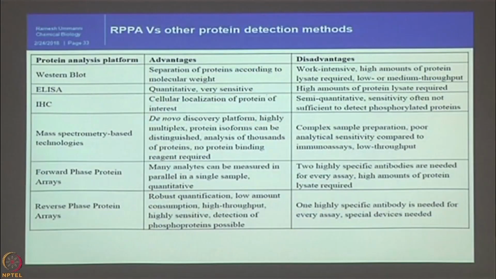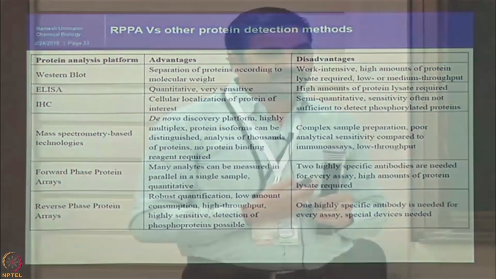Then IHC gives cellular localization of the protein of interest. It is also semi-quantitative, and the sensitivity is often not sufficient to detect phosphorylated proteins. Very, very few copies of phosphorylated proteins will be there in the cell, and then it is very difficult to look at them in IHC.